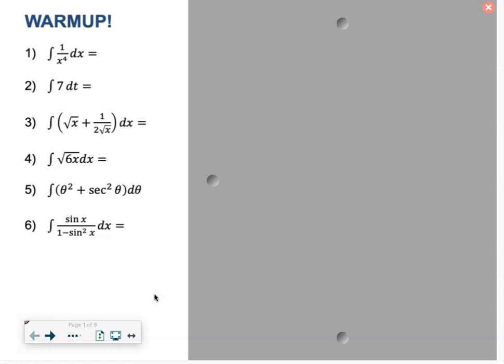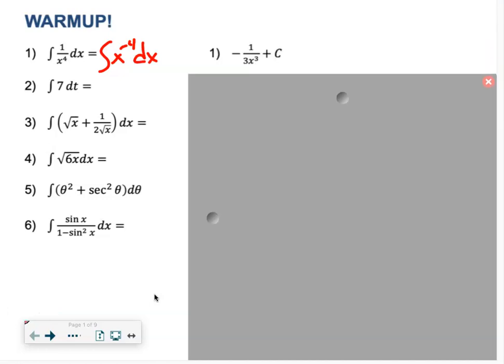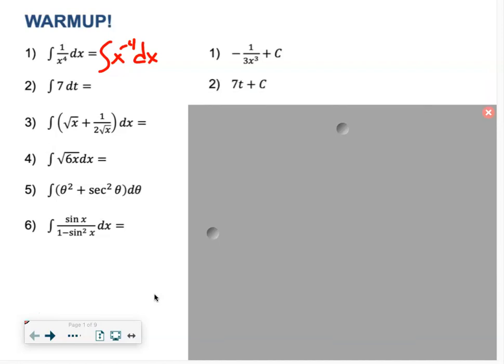So the answer to number 1, remember you have to rewrite this as the integral of x to the negative 4th dx. So the antiderivative would be negative 1/3 x to the negative 3rd plus c, or negative 1 over 3x cubed plus c. The antiderivative of 7 with respect to t is just 7t plus c.